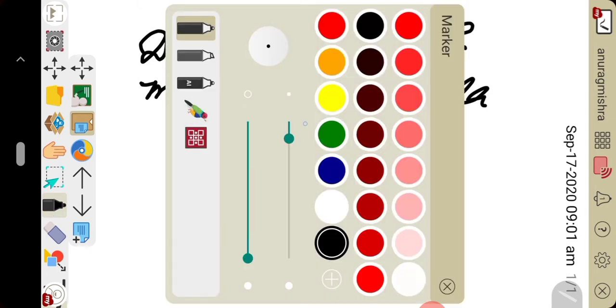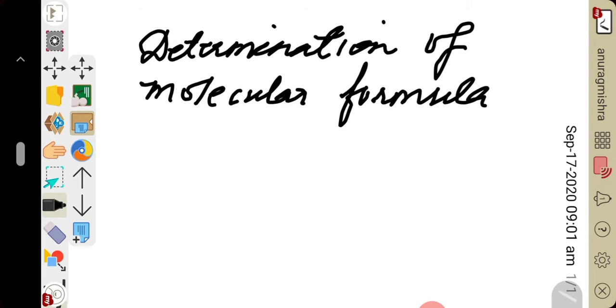See, determination of molecular formula is part of determination of empirical formula. If you understood how to determine empirical formula, it is very easy to determine the molecular formula. The same steps you have to follow here as well. Percentage composition will be given in the numerical, and you have to determine the molecular formula of the compound. First of all, you will determine the empirical formula, then after that the molecular formula can be determined, right?